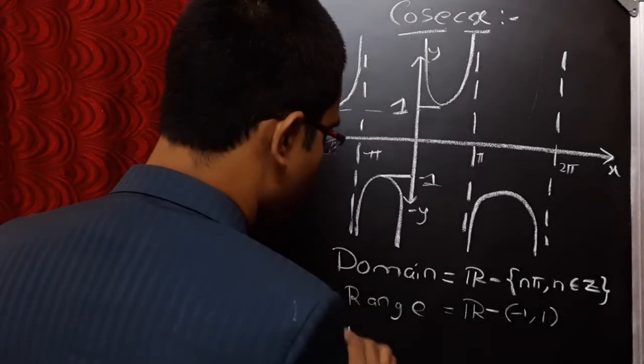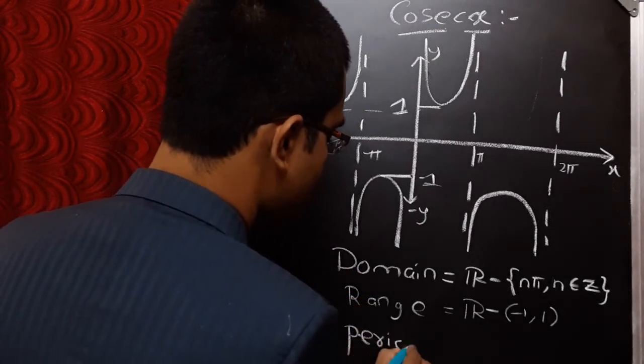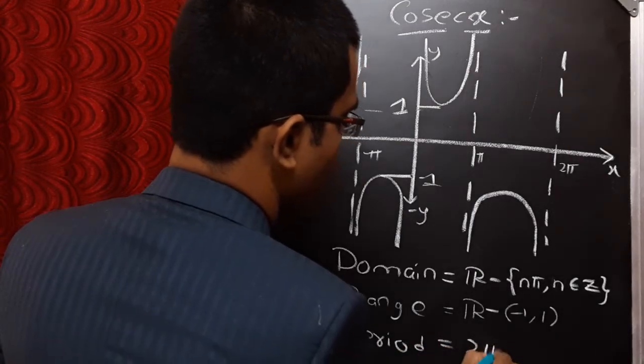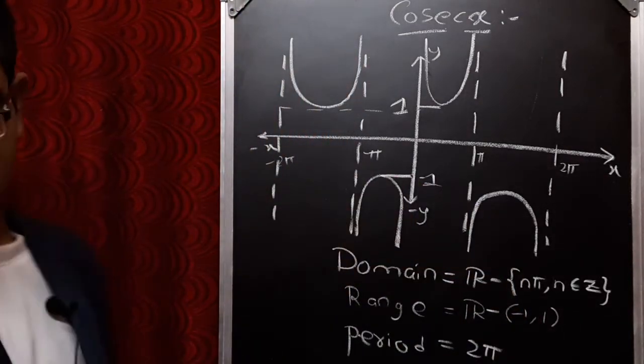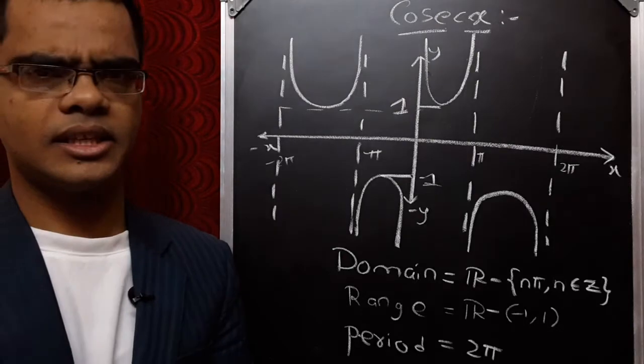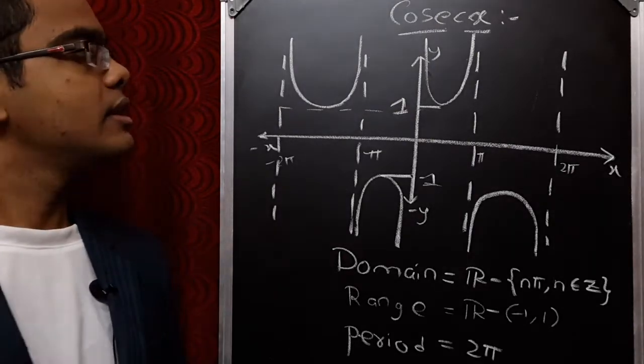And if we come to period, it is again 2 pi here. So this is about the cosecant x. I think it should be very clear actually. Fine, then I am erasing this.